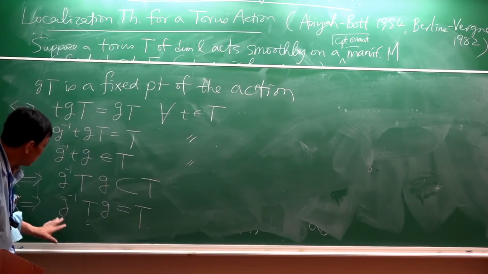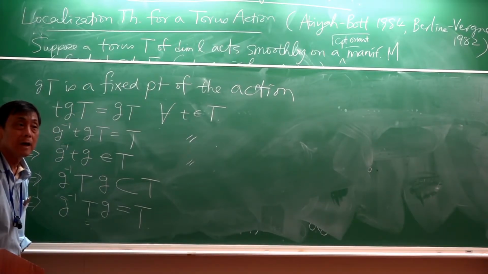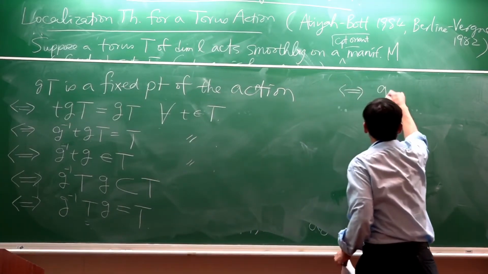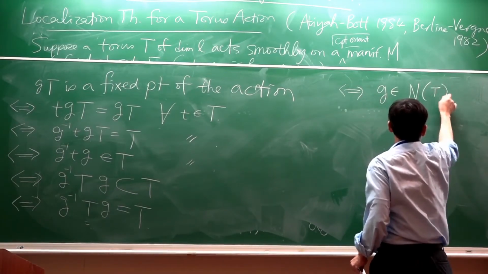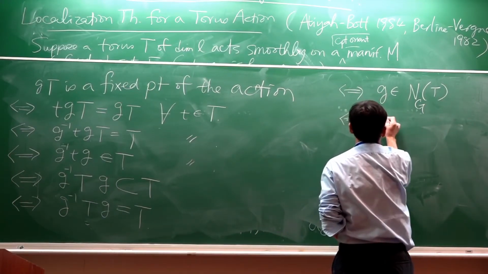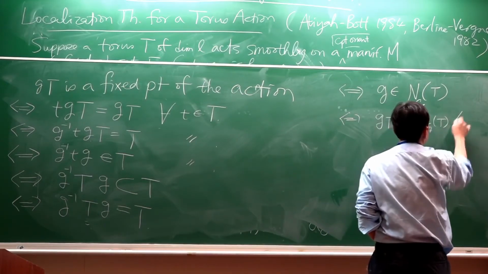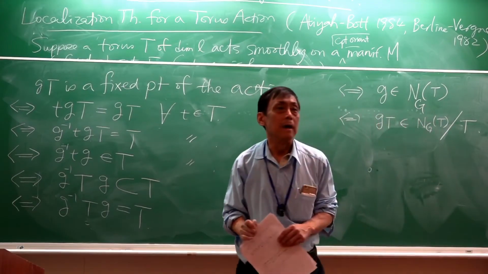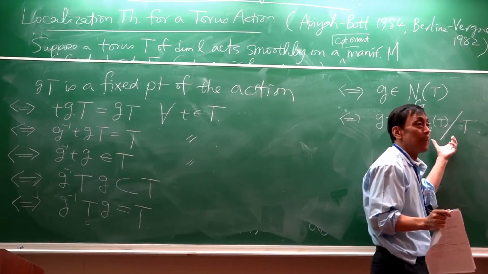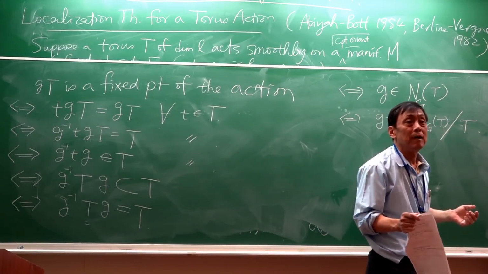What do you call an element g that does this? It's in the normalizer of T. Okay? So if and only if g is in the normalizer of T in G. And therefore, gT is in the normalizer of T in G divided by T. Now, this is a group. The normalizer of T in G is a group, and then this is a quotient group.